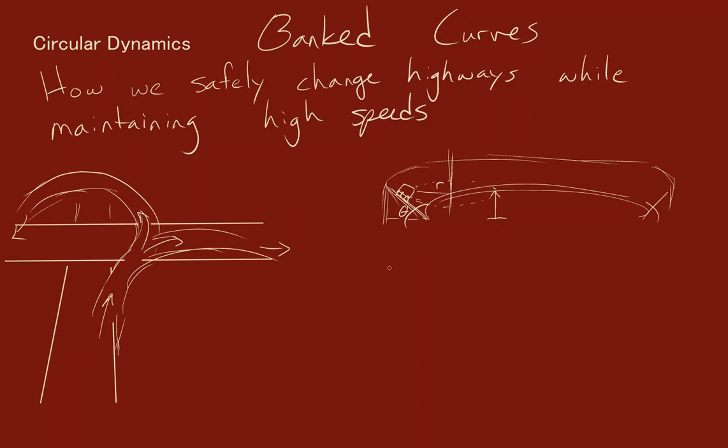This goes back to our example of the warning signs for turns. Maybe I want to know the speed that the car can go at without needing friction to prevent it from sliding up or down the incline. So what's a safe speed to go at without having to worry about skidding? So let's go ahead and draw our free body diagram. We'll have the weight pulling down.